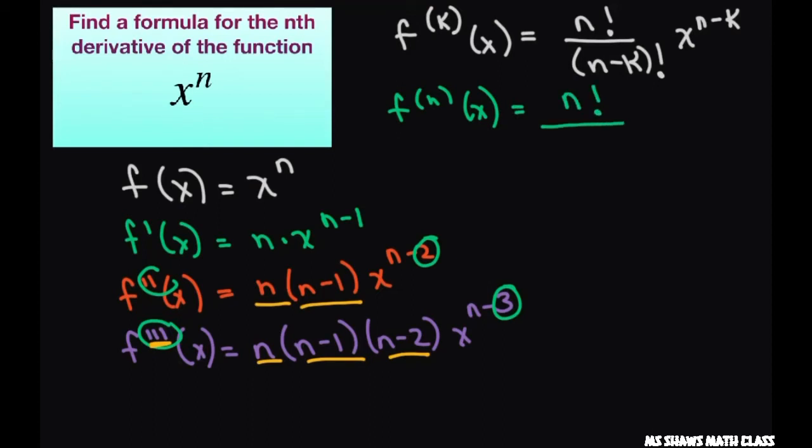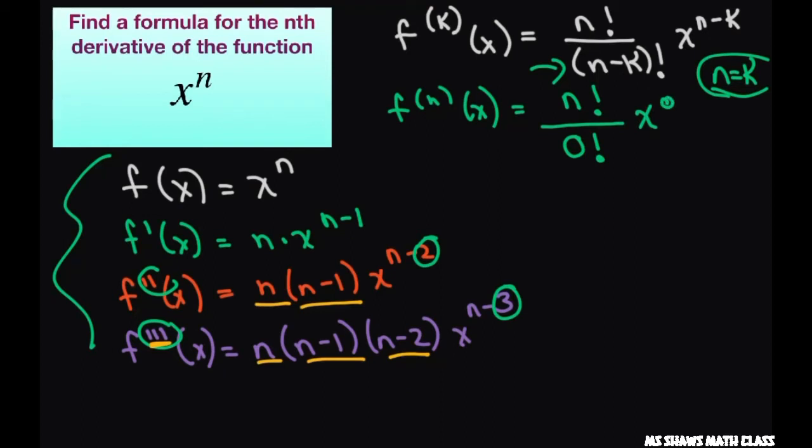Now, looking at this, we do not have a denominator in any of these, right? So if n equals k, then we're going to get n factorial divided by 0 factorial, and then we have x to the power of 0. Now, x to the power of 0 is 1, 0 factorial is 1. So our nth derivative of the function is going to just be n factorial.